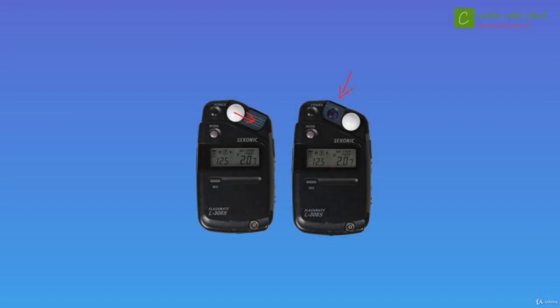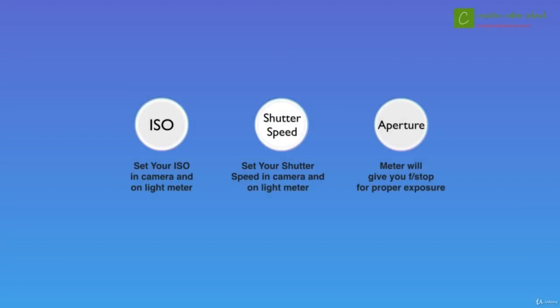To use a light meter to read incident light, you need to slide the dome over the metering cell. You'll set your desired ISO in your camera and on your light meter. Then you'll set your desired shutter speed in your camera and on your light meter. And the light meter will give you a reading which will tell you exactly the f-stop or aperture for proper exposure.